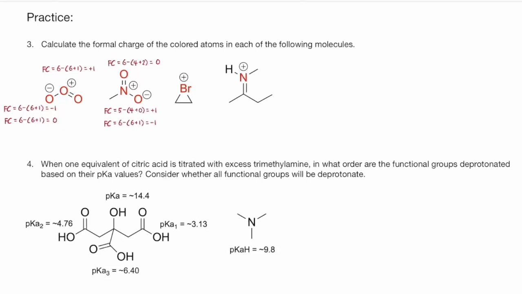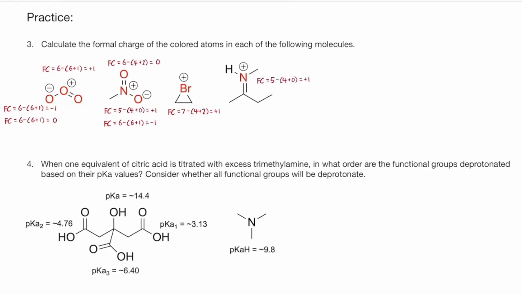In the third molecule, bromine has 7 valence electrons, 4 non-bonding valence electrons, and 2 bonds to other atoms. Using our formula, we find that bromine has a formal charge of +1. In the fourth molecule, nitrogen has 5 valence electrons, no non-bonding valence electrons, and 4 bonds to other atoms. Using our formula one last time, we find that nitrogen has a formal charge of +1.